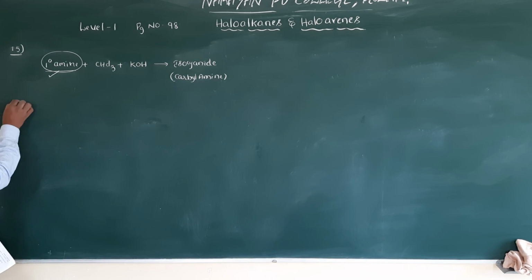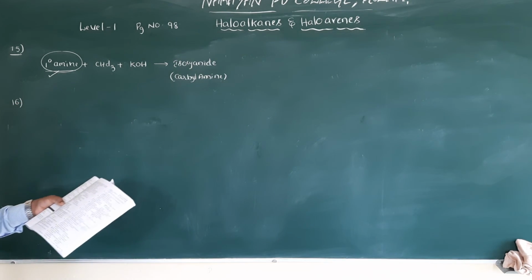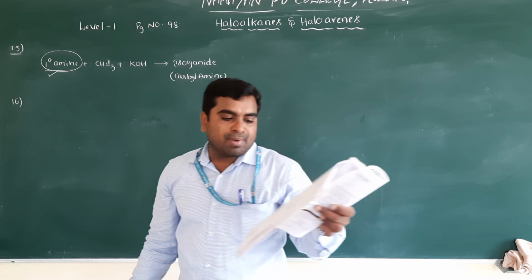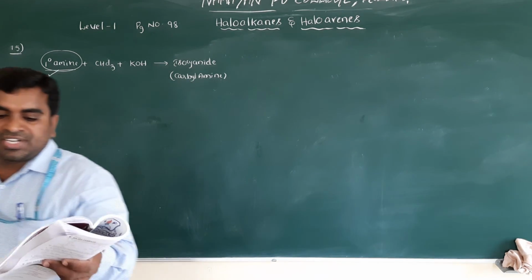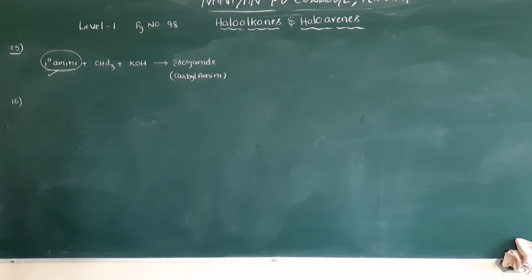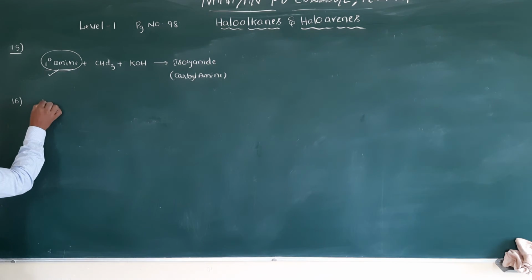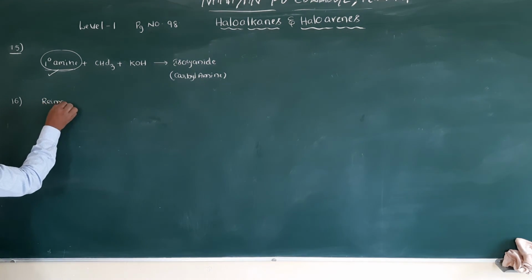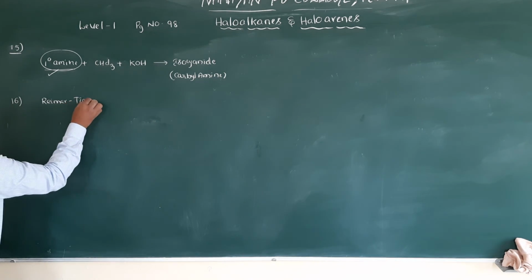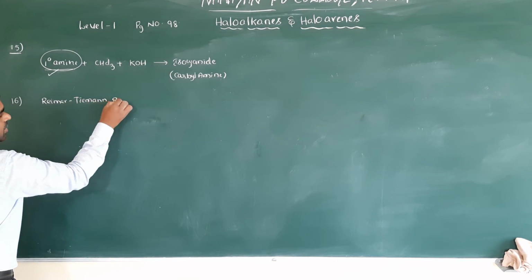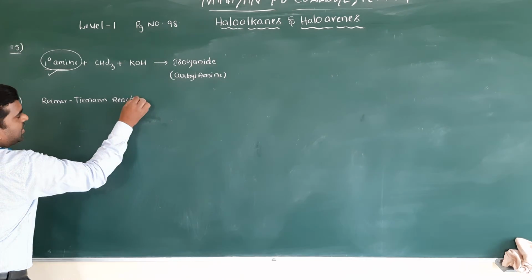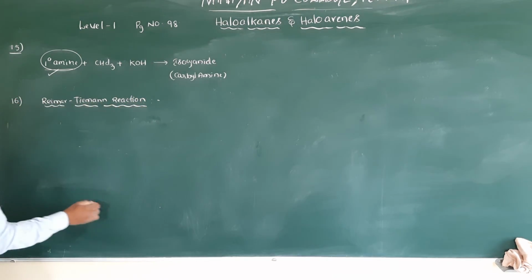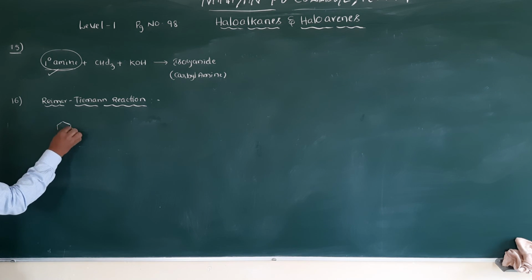Next question, question number 16. Salicylic acid can be prepared using the Reimer-Tiemann reaction by treating phenol with. And we have already discussed the Reimer-Tiemann reaction. Clear? So what is the Reimer-Tiemann reaction? We have discussed this reaction in alcohols, phenols and ethers.